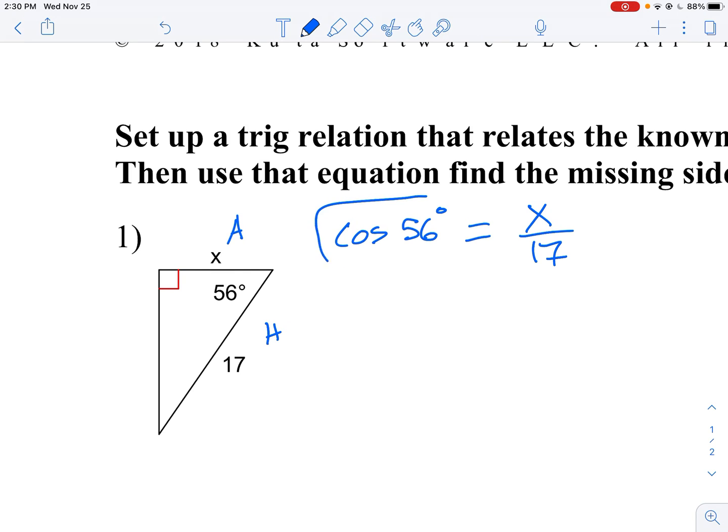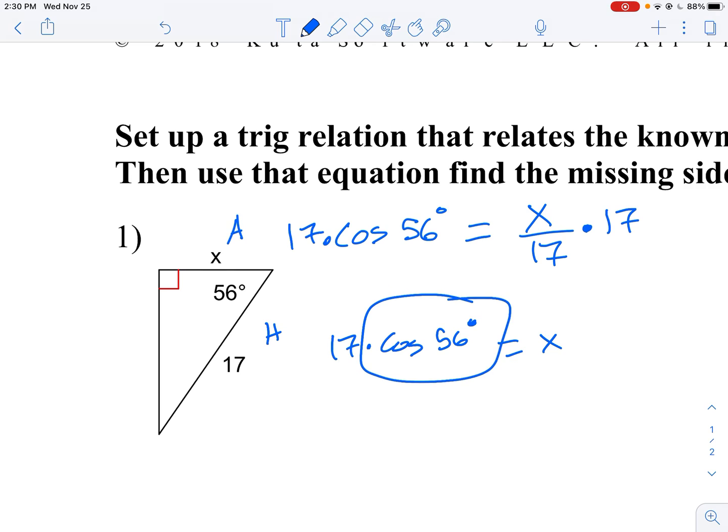And if you remember, this is going to be a specific value, and you're going to use a calculator to get that. So this is a number, and this one's also a number that we know. And that means we can solve this equation. You're trying to solve for x. Normally to get rid of division, you're going to multiply. So I'm going to multiply both sides by 17. And so I got that x is 17 times cosine of 56 degrees.